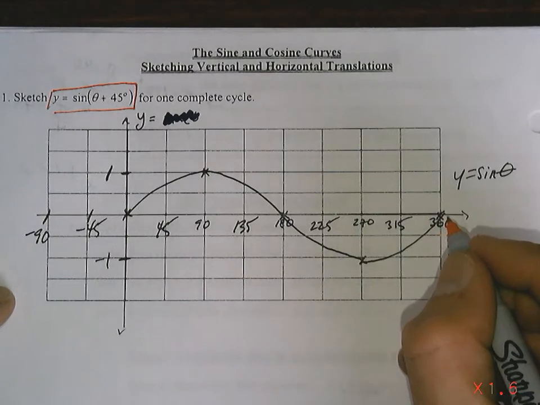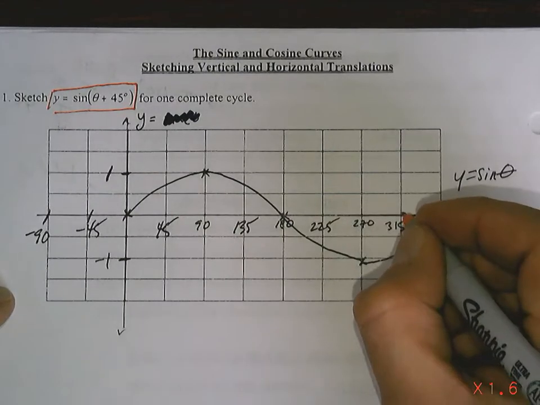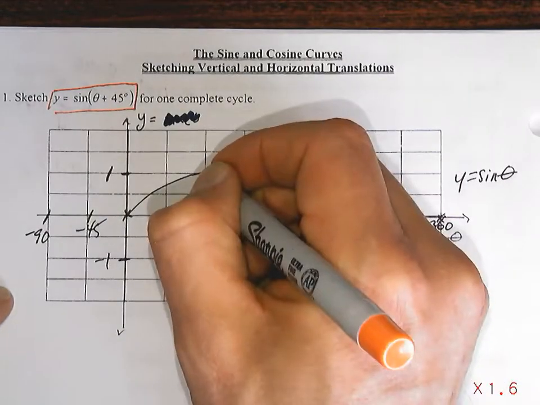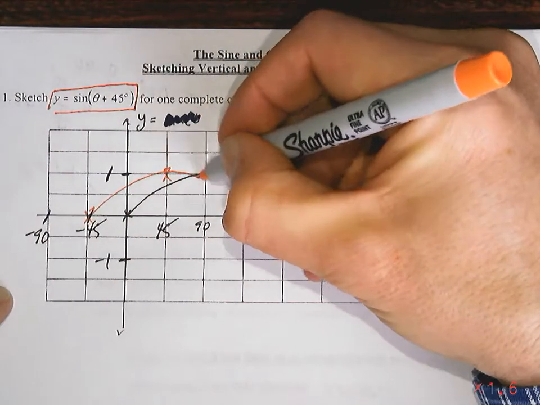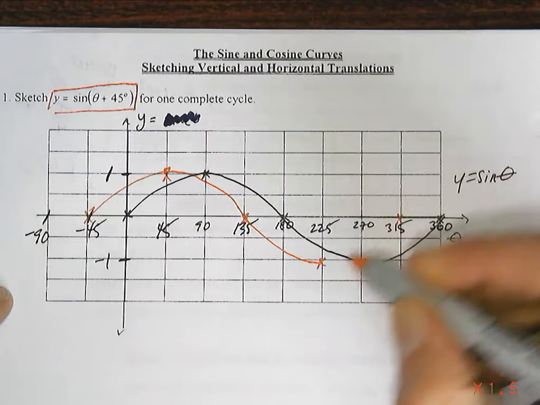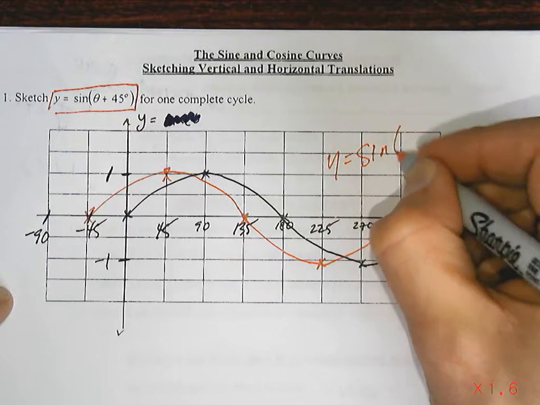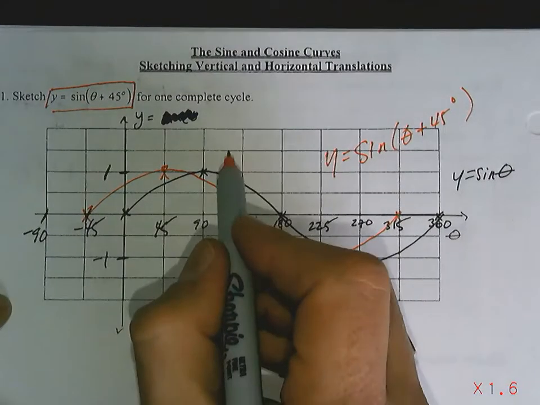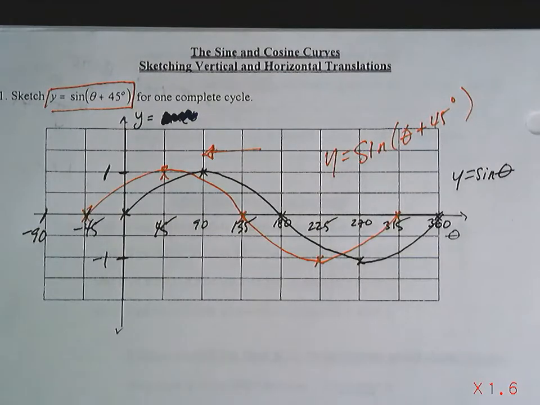So I take this and I move it 45 degrees to the left. That's 45 degrees to the left. This is 45 degrees to the left, 45 degrees to the left. Goes up, comes down, comes down, comes up, and we have y equals sine theta plus 45 degrees. And you can tell that the sine curve has been translated with a phase shift or a phase angle of 45 degrees to the left.